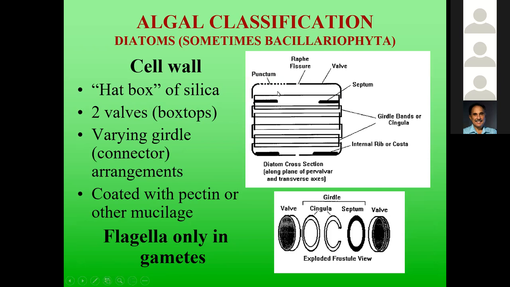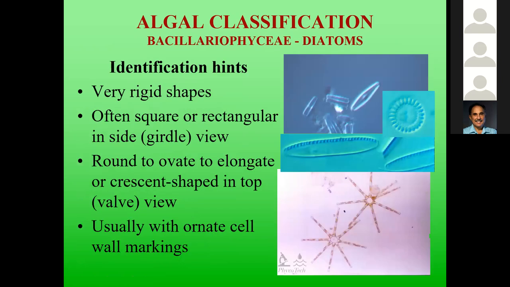Under phase, you can get a lot of it, particularly at a higher power. So that's why that becomes important. They only have flagella in their gametes. They may be coated with pectin or other mucilage, but only a few of them make copious mucilage.